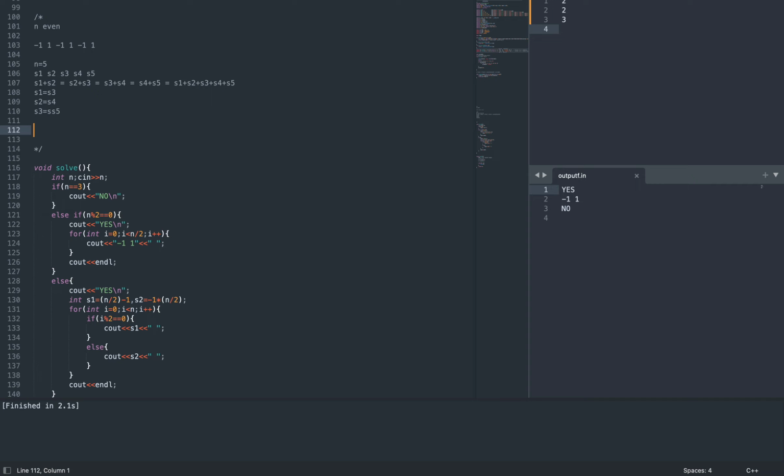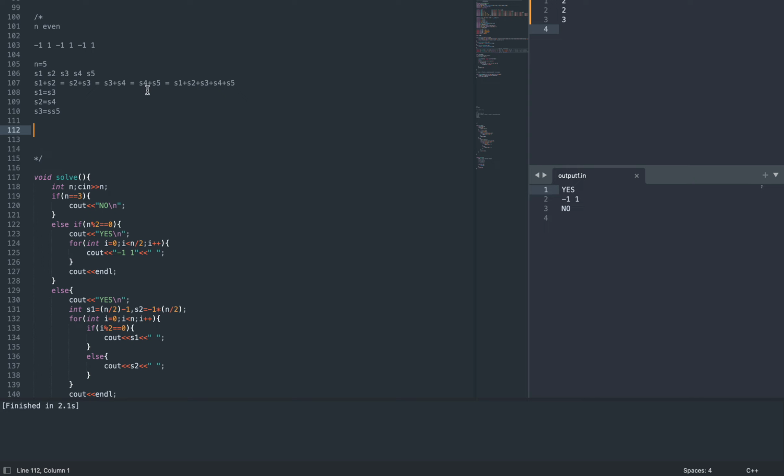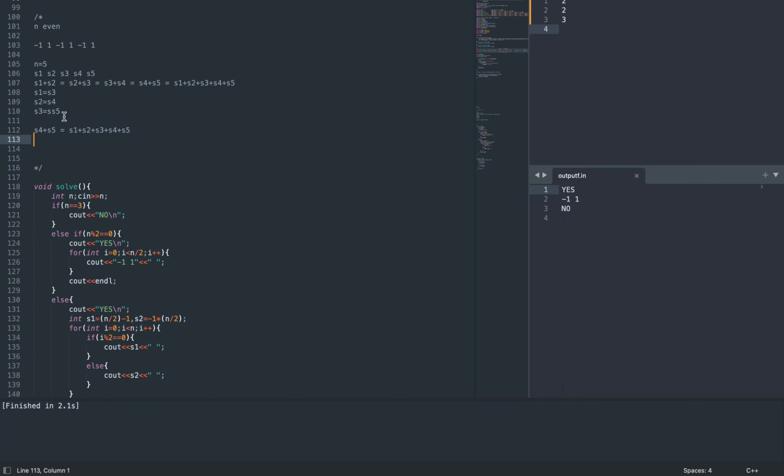Now we try to generalize this formula and assign the equations to variables. So s4 is equivalent to s2, s5 is equivalent to s3, and s3 is equivalent to s1.